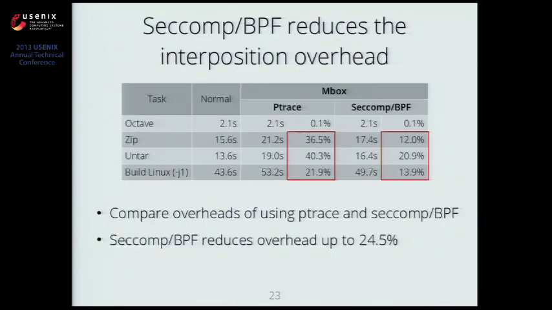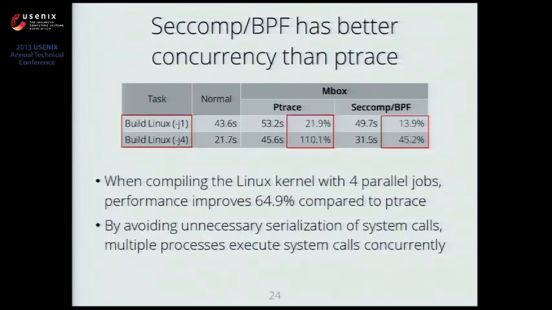Secondly, CCOM-BPF reduced the interposition overhead. Unlike the ptrace mechanism, where we need to interpose every single system call, using CCOM-BPF we could interpose a certain set of system calls. Compared to the ptrace mechanism, CCOM-BPF could reduce overhead by up to 25% in our benchmark. Lastly, CCOM-BPF has better concurrency than ptrace.